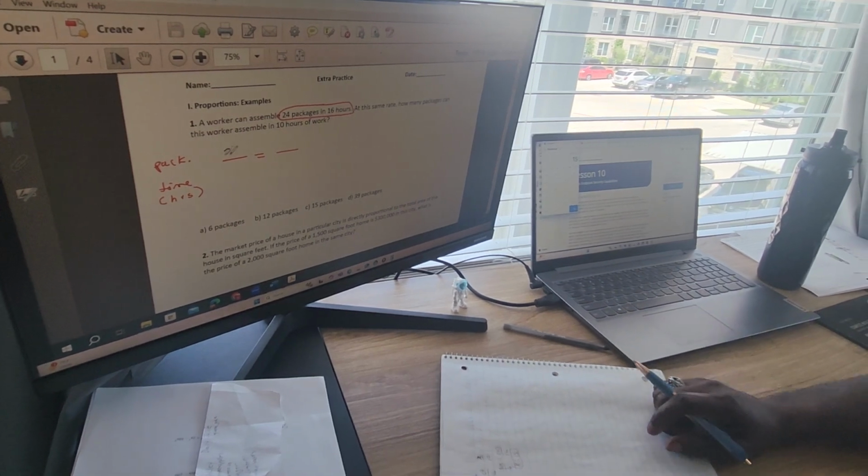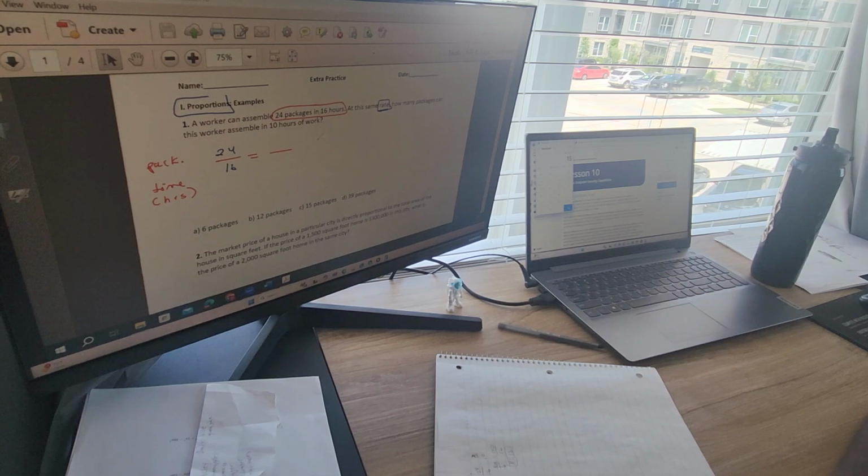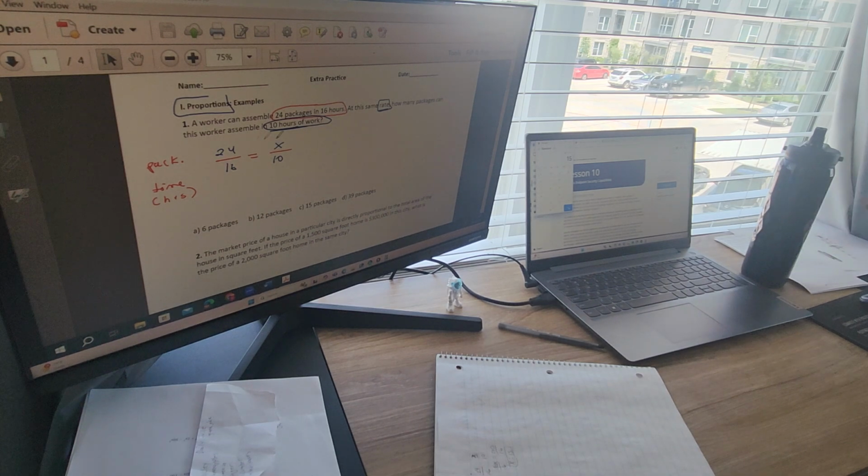So 24 packages in 16 hours. The top is the number of packages, the bottom is the time in hours. At the same rate, so as soon as you see that word rate, think proportion. How many packages can this worker assemble in 10 hours? So we have to figure out where the 10 is going to go. The top numbers have to be the same kind of units, and the bottom numbers have to be the same units. So this 10 has to go here, because 10 is hours, 16 is hours, and those both have to be hours. What we're looking for is the missing part right here: the packages.